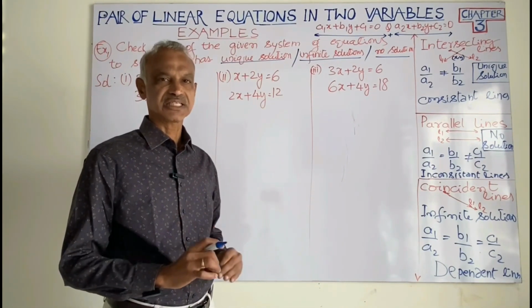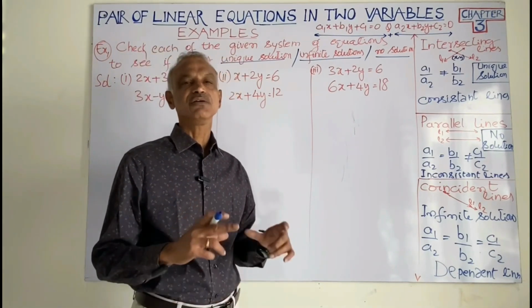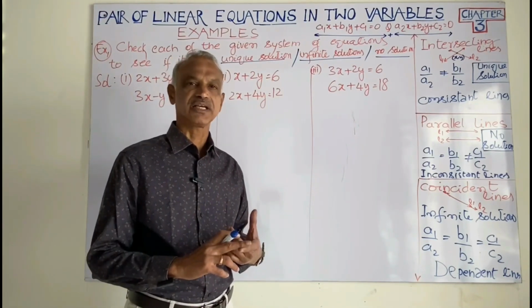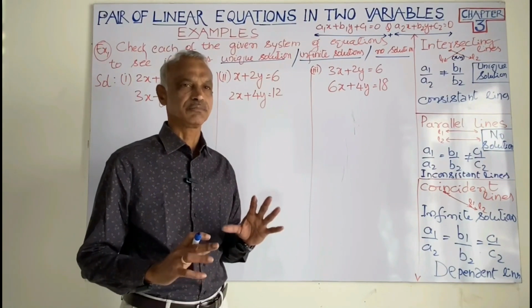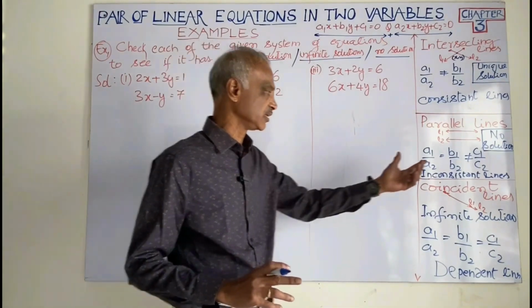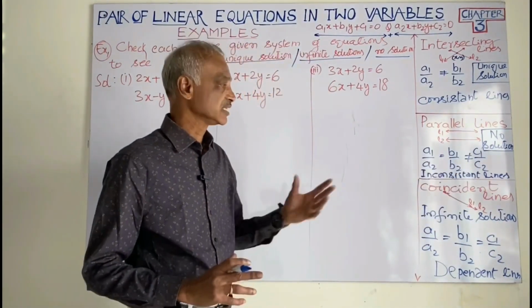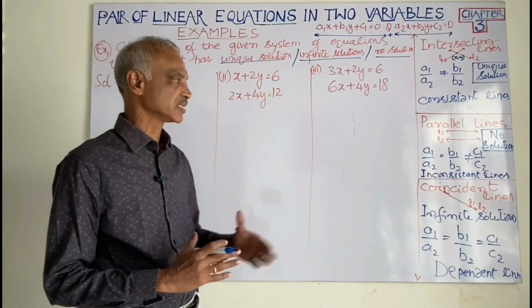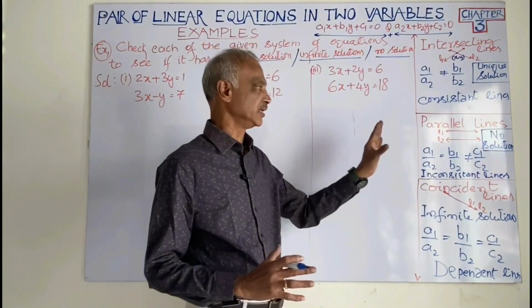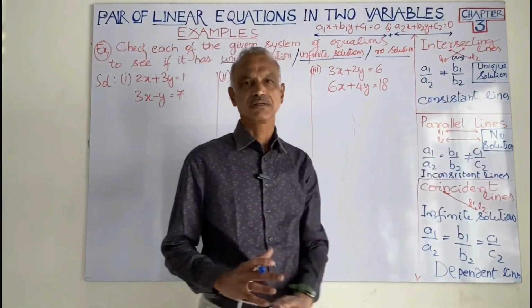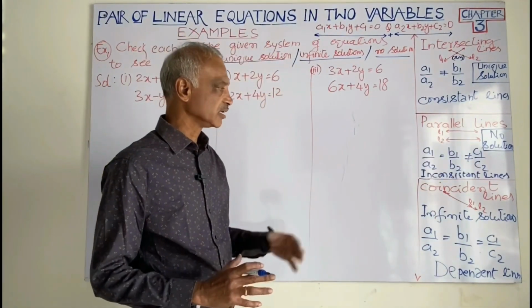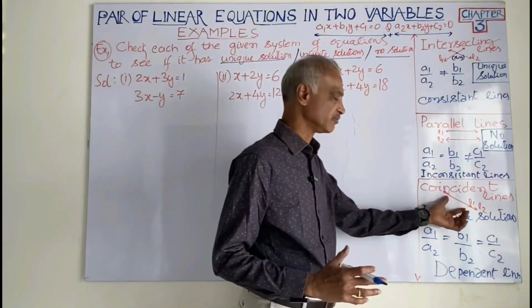If they are not equal to each other, they are intersecting lines and they will have a unique solution, and they are consistent lines. They will intersect at only one point. Only one solution will be there. If a1/a2 and b1/b2 are equal to each other but not equal to c1/c2, the ratio of the constants, they are inconsistent lines and they are parallel to each other. They don't have any solution. And then there are coincident lines, which coincide with each other.